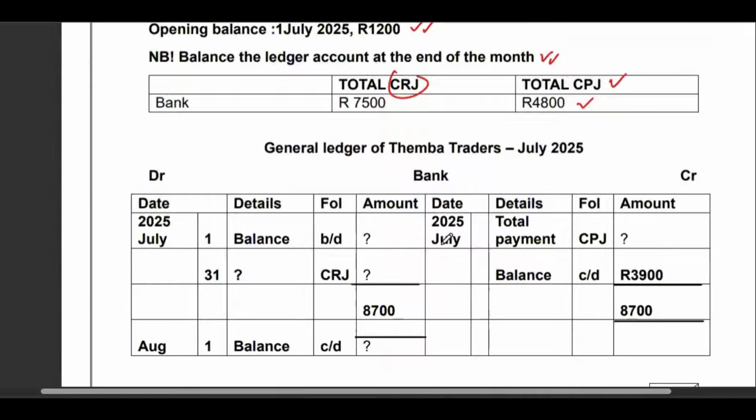Okay, so how do we complete this? Number 1, on the 1st of July, there is a balance that was brought forward, which is 1.2. So I'll have 1.2 there. That's the opening balance. And then, because we're looking at the date and then the credit on that side.